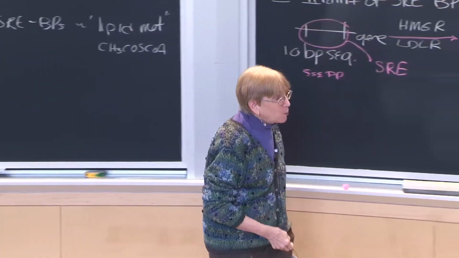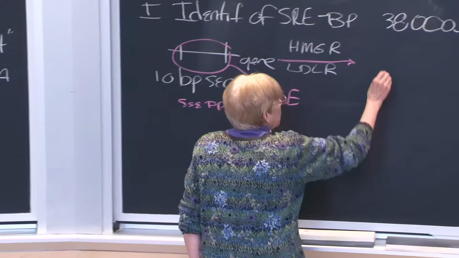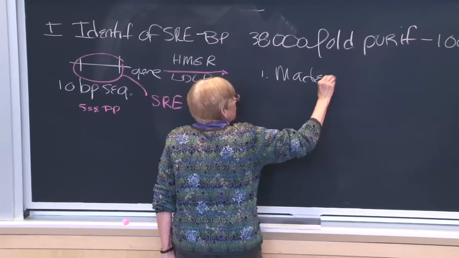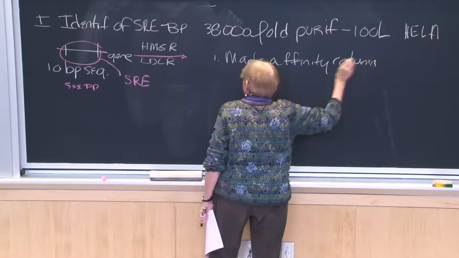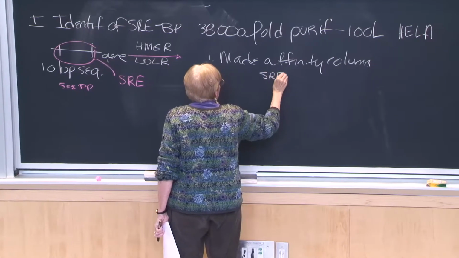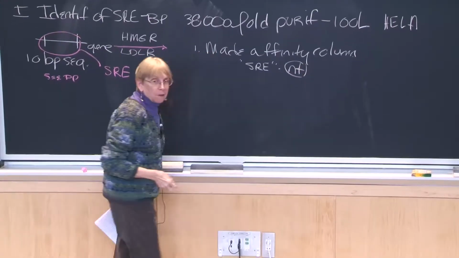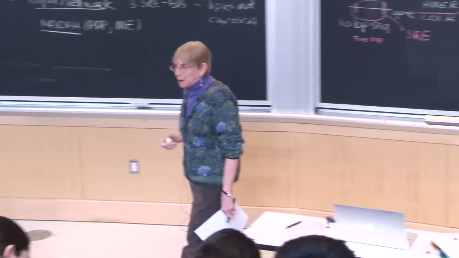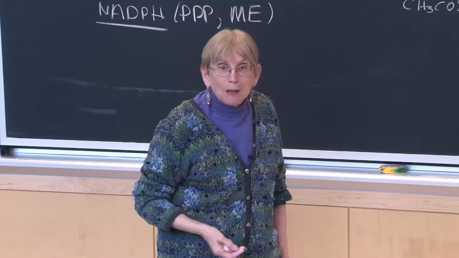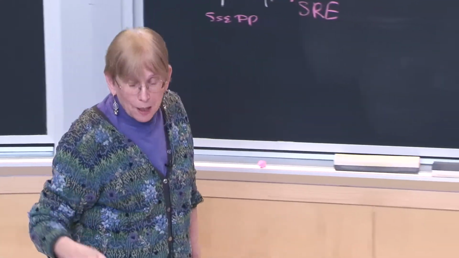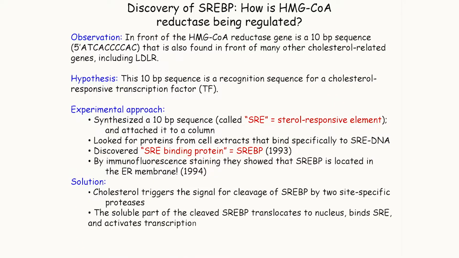Okay, so I'm not going to write that down, but that's the first thing they did. The second thing they did is they made an affinity column. Okay, so this is a nucleotide affinity column. Okay, and they ended up using that a couple of times. And they ended up using a couple of other kinds of columns and eventually got protein out after a lot of effort. After a lot of effort, they got protein out.